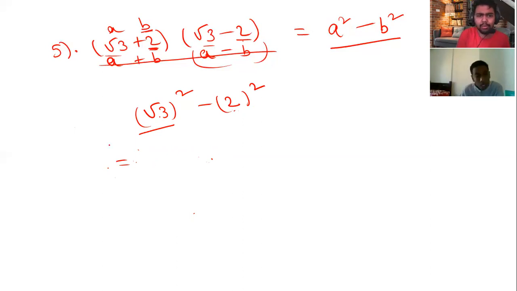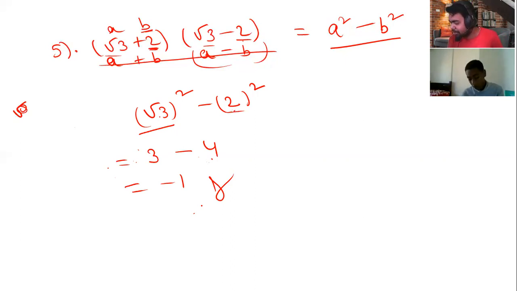Root 3 square would be 3, minus 2 square. What is 2 square? Yes, 4. And 3 minus 4 is equal to minus 1. And this is my answer.